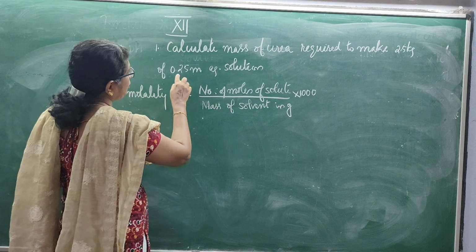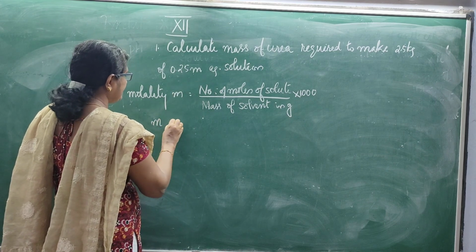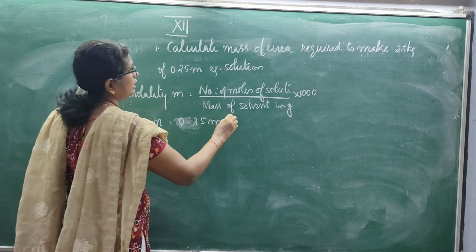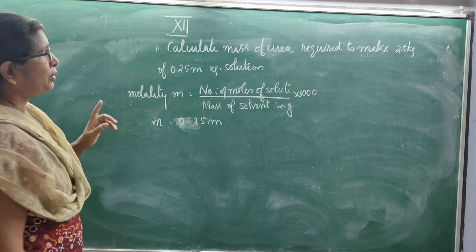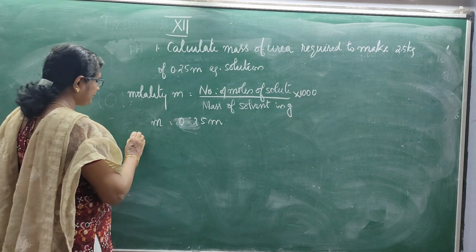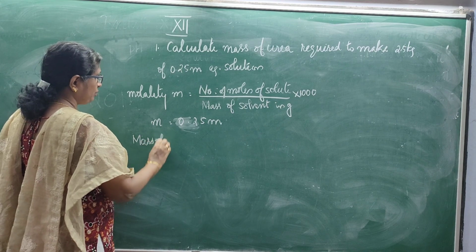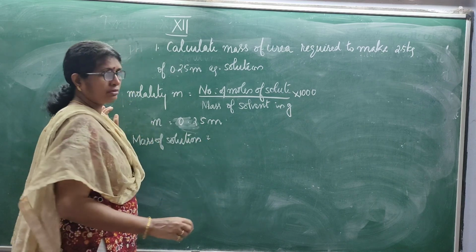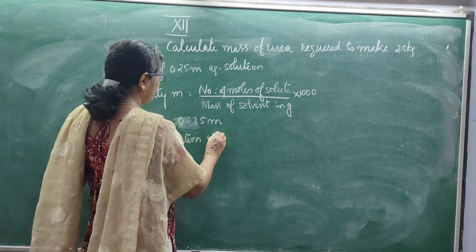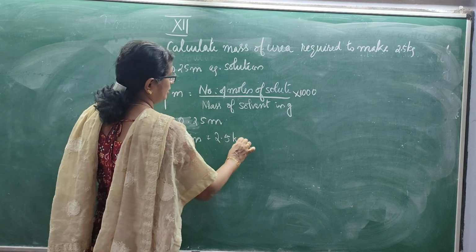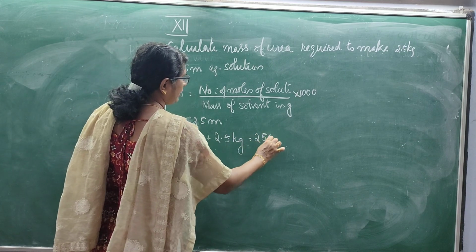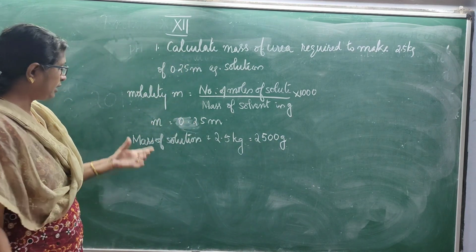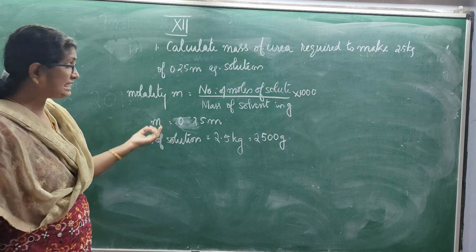Now what are the things given? We are given a 0.25 molal aqueous solution. So molality is given, 0.25. Now what else is given? 2.5 kilogram of solution. So mass of solution is given. Mass of solution is equal to 2.5 kilogram, that is equal to 2500 gram, right? So we are given mass of solution and molality.